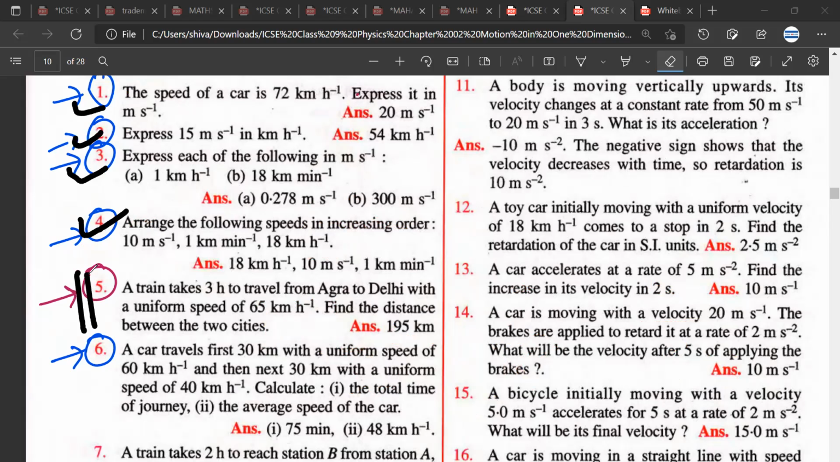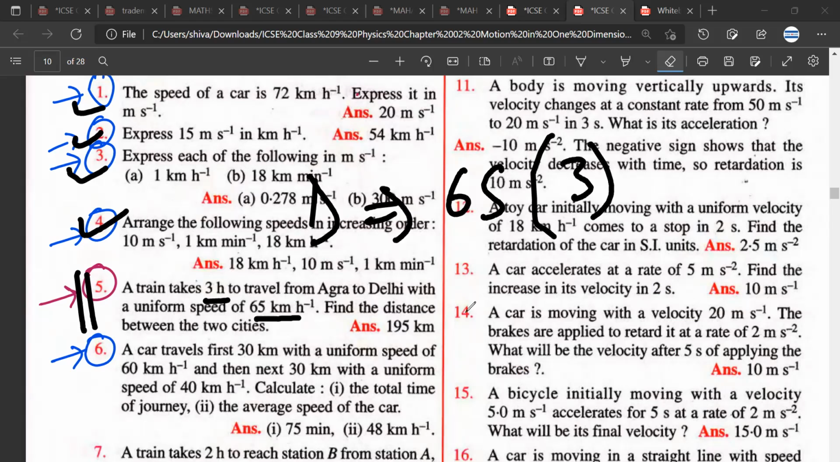Question number 5. 3 hours to travel Agra to Delhi with a uniform speed 65 km per hour. Find the distance between the two. Distance is speed into time. Yes, speed into time. This was a simple question.